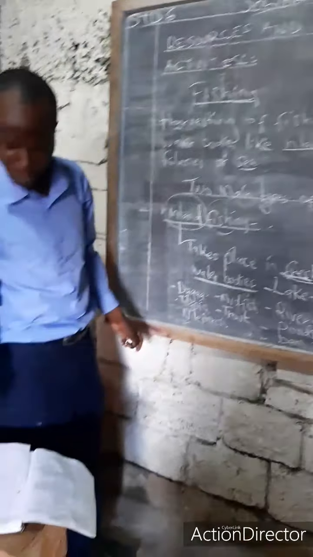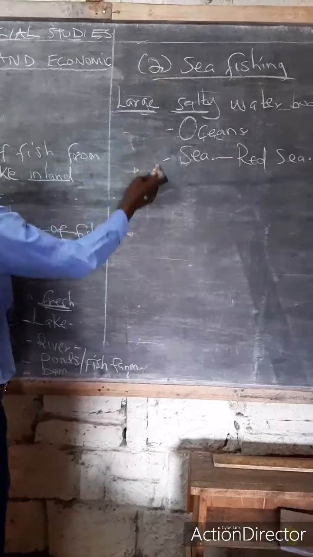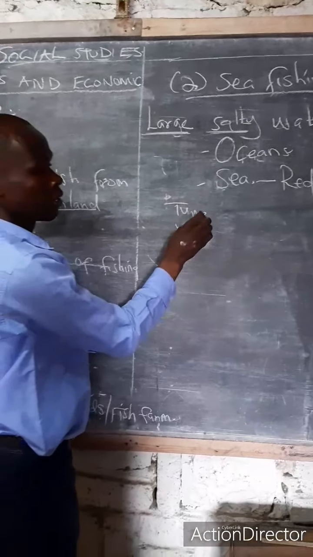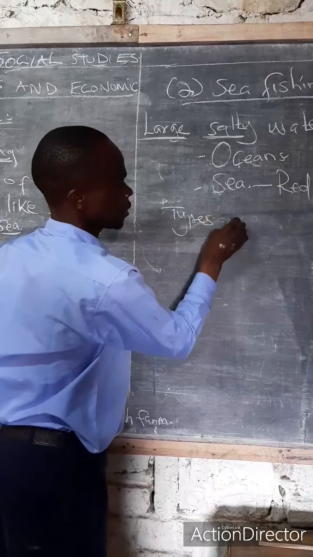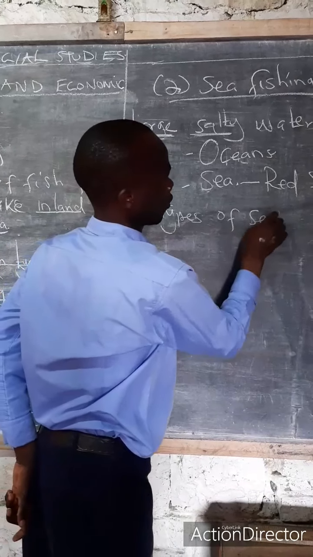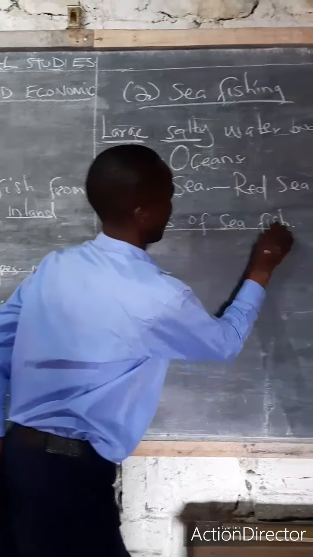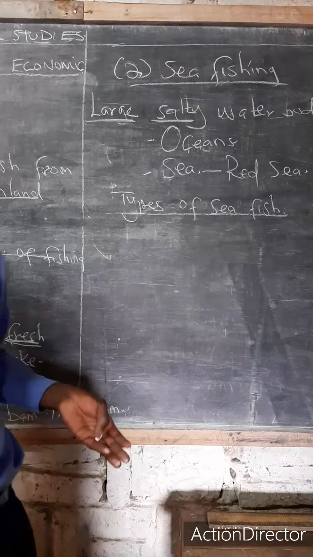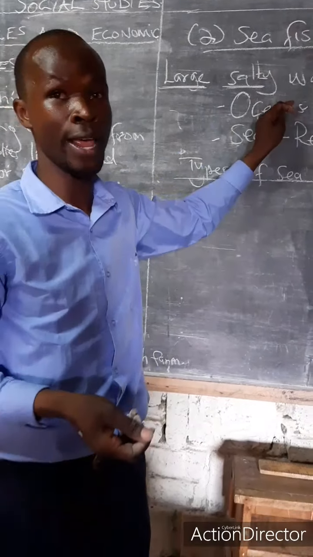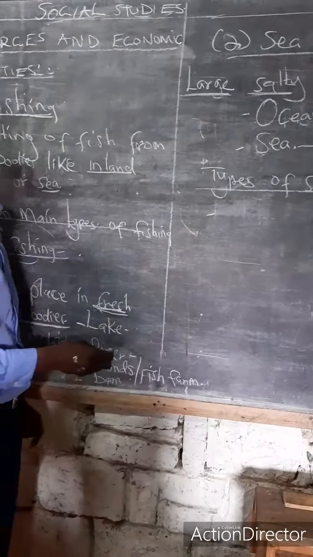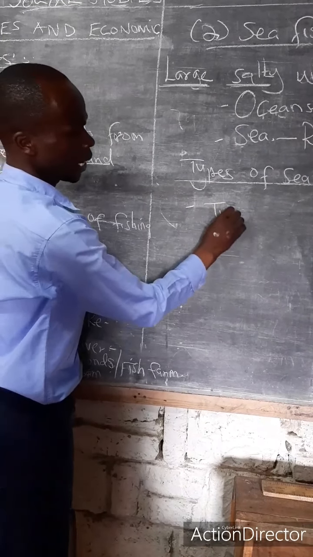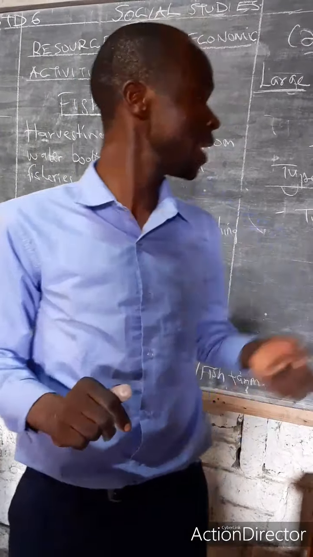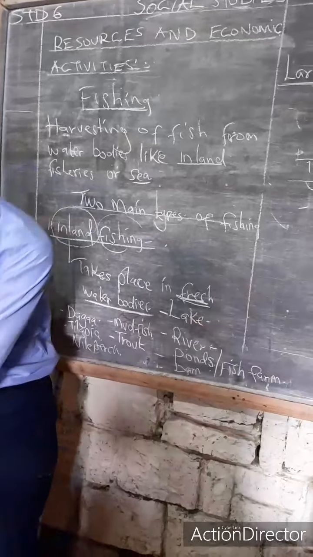Just as I summarize, let me also teach you one thing concerning the types of fish which are found in sea fishing. Let me write a small subheading: types of fish. This small subheading reads types of sea fish. I mean, the types of fish we catch in the ocean or in the Red Sea. Now, number 1 that you need to know is what we call tuna. There is a kind of fish that we call tuna. If you want to know much about them, Google the name tuna. And if you do not Google, move to your social studies textbook.